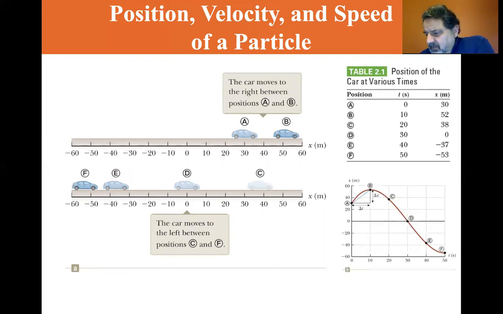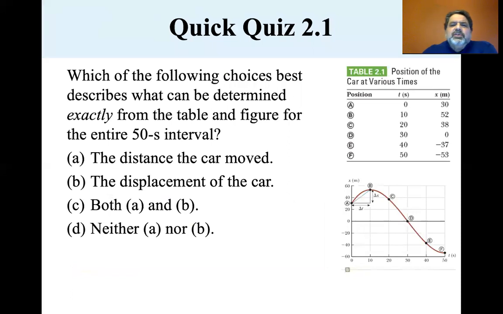Let's see the notes. When I say notes, I'm just looking at the book. Okay, let's go on. Which of the following choices best describes what can be determined exactly from the table and figure for the entire 50-second interval? A, the distance the car moved; B, the displacement of the car; both A and B; or neither A nor B.